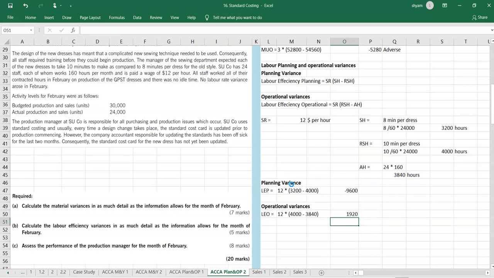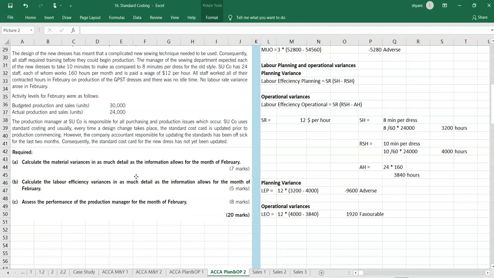So let's find out the adverse or favorable. They should have worked for a total of 3,200, but they have worked for 4,000, so that is adverse. They should have worked for 4,000 as revised, and they have worked for only 3,840, so that is favorable. It's not that they are lazy. They have finished their work in the available time. So I think we got all the answers here.